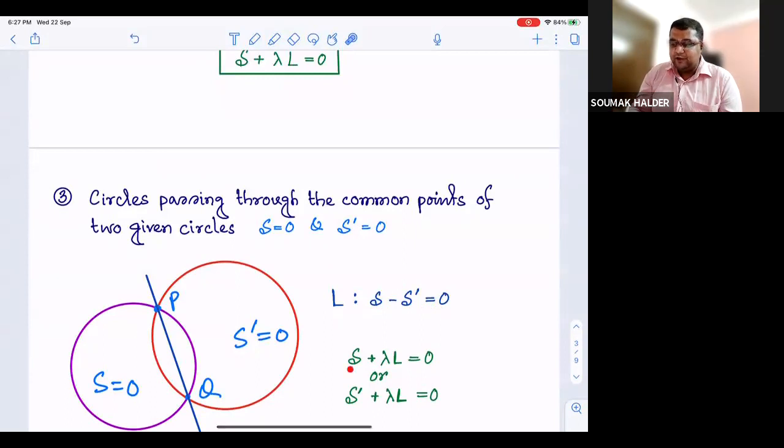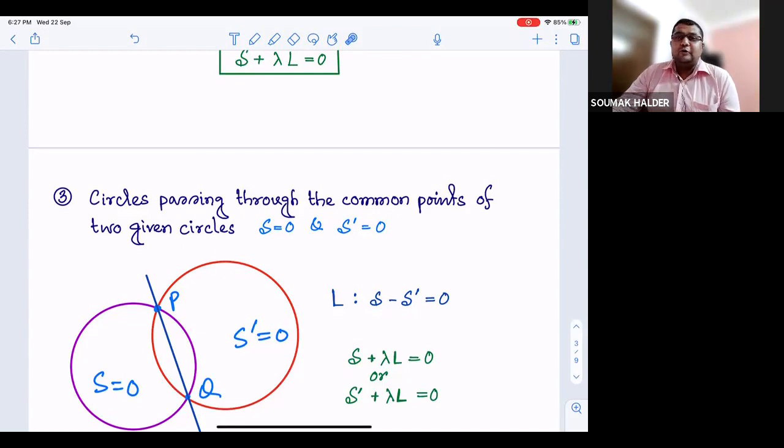now ahead you can use S as your reference circle and can describe the family as S plus lambda L is equal to 0. Or also you can use the second circle S dash as your reference circle and have the family as S dash plus lambda L is equal to 0.